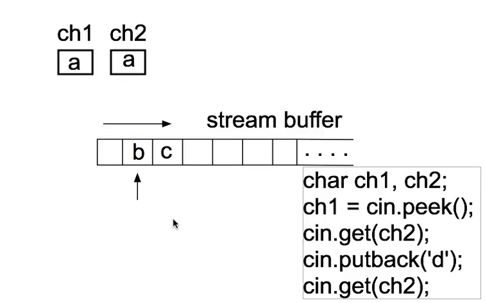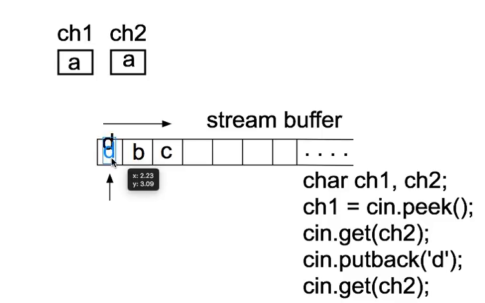So since putback works the same way as get, only in reverse, the first thing we're going to do is move the pointer back over to the previous location in the stream buffer. And then what we'll do is we will place a D right there in the stream buffer. So we put back a D. So that's how putback works. It's the opposite of get.